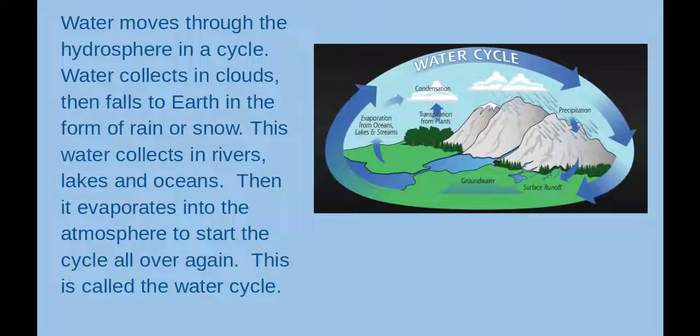Water moves through the hydrosphere in a cycle. Water collects in clouds, then falls to Earth in the form of rain or snow. This water collects in rivers, lakes, and oceans. Then it evaporates into the atmosphere to start the cycle all over again. This is called the water cycle.